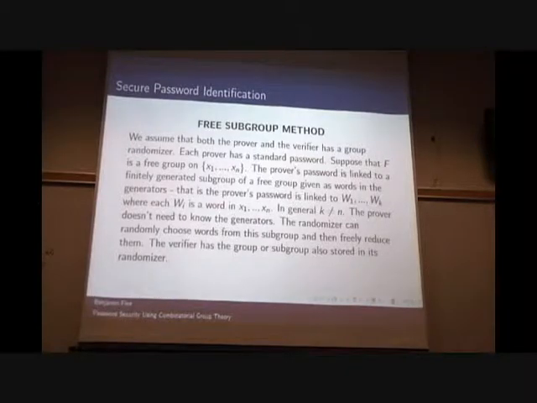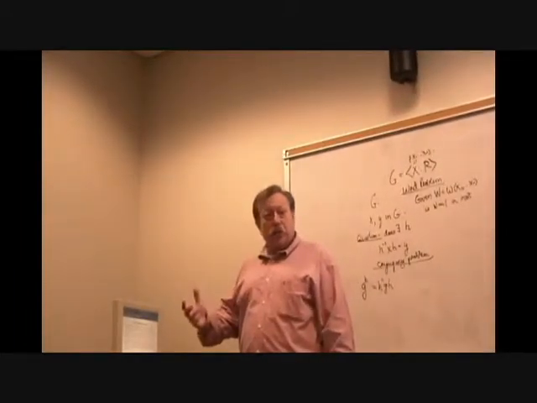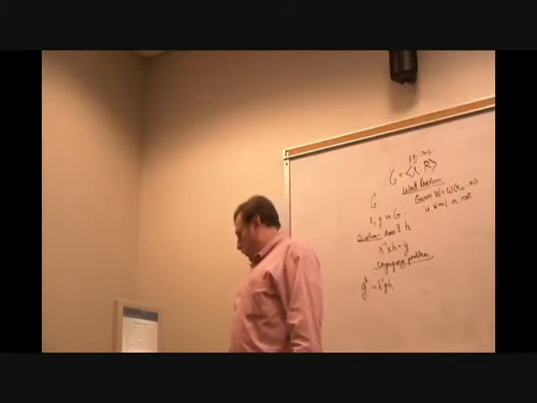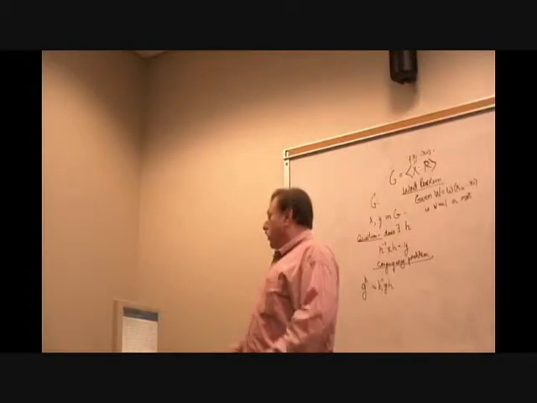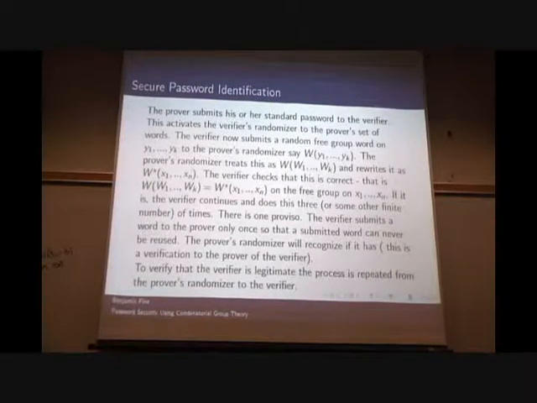Now, the prover has the group stored on their machine. The verifier has the group stored on their machine. Now the prover submits the standard password. Now what the verifier submits back as a question is a random free group word on Y1 up to YK. Okay? Now the prover is not doing this by hand. It's all machine to machine, which takes a lot of the pressure off.